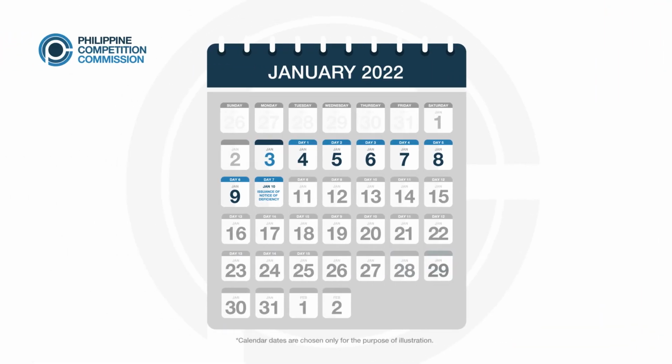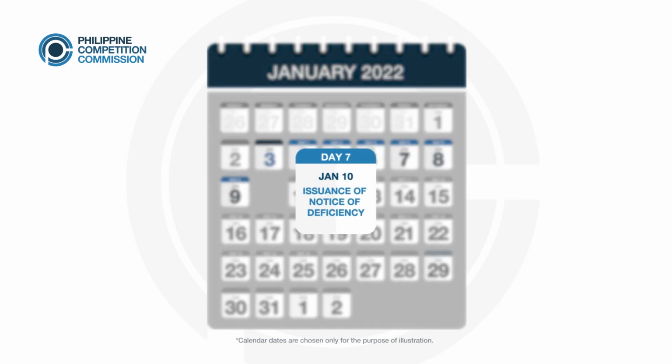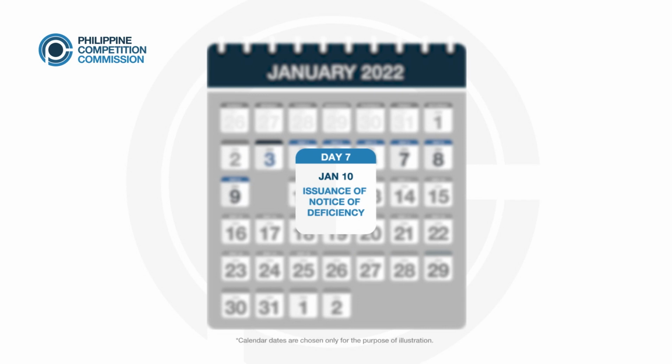Since we're talking calendar days, we include weekends and holidays in the computation of the timeline. Within the said period, the MAO either issues a notice of deficiency if the form and its appendices are incomplete, or an order of payment if the form and its appendices are complete. Let's say that on January 10, 2022, on the 7th day of the 15-day sufficiency period, the MAO issued a notice of deficiency to clarify some information found on the parties' notification forms.